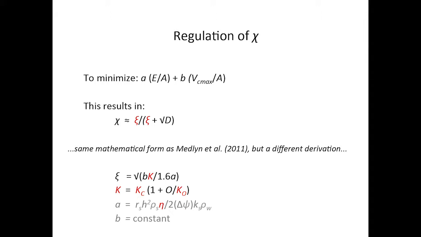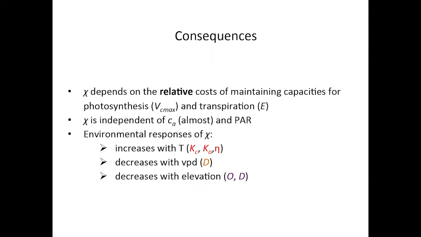And I'm not going to talk about this. We don't really use that yet. That's sort of hypothetical. But the point is that this relates to the Michaelis-Menten coefficient of Rubisco, which in turn obviously relates to the carboxylation and oxygenation components. So this has some consequences.